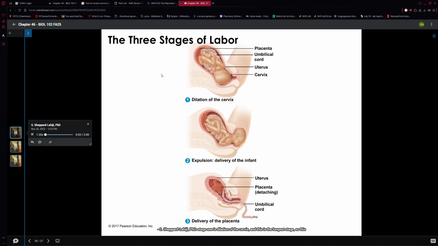Stage 1 is dilation of the cervix, and this is the longest stage, so this can last for many hours when it's the first birth, but it can also last for a few minutes if a woman has previously given birth and this is their second or third child. I will say that this statement is applicable for births that are not induced.